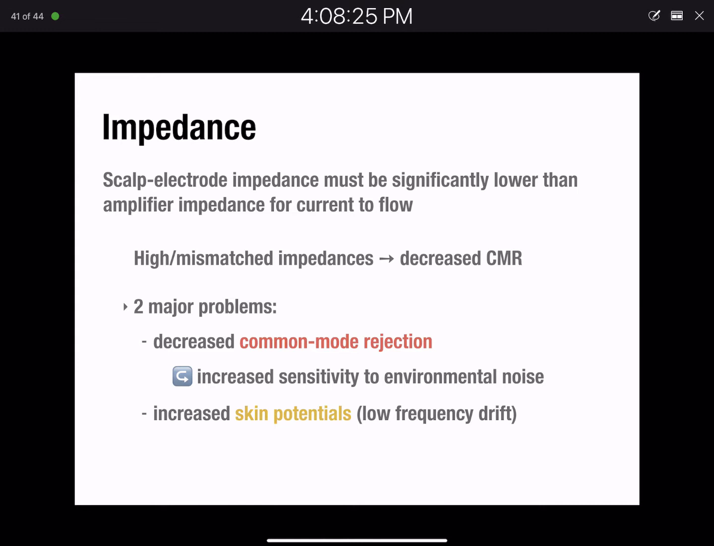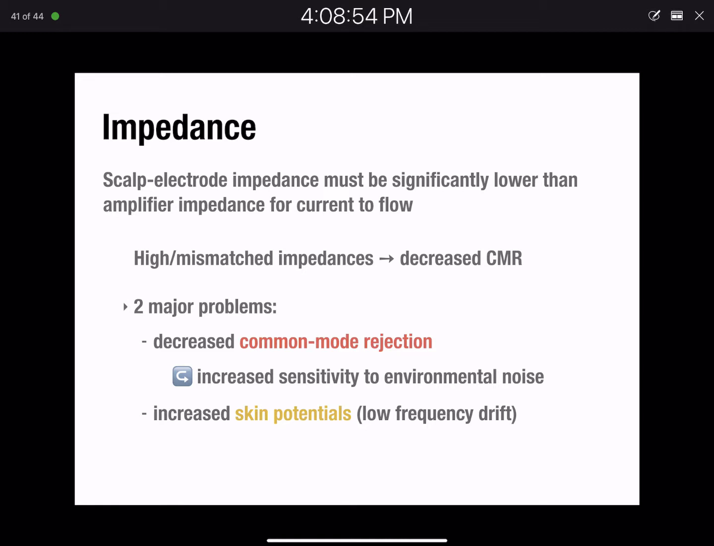The other issue is that if your impedances aren't really consistent across the scalp, then you're going to have mismatched impedances and decreased common mode rejection. So again, common mode rejection is this active minus ground, reference minus ground. And if you don't have good low impedance at the reference and the ground, you're going to have bad common mode rejection because you're not going to be able to subtract out all the background noise that the reference and the ground are picking up.